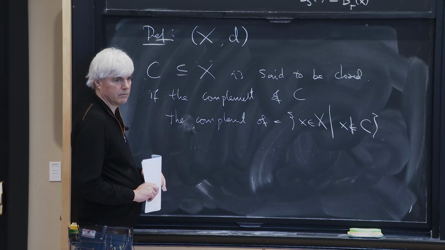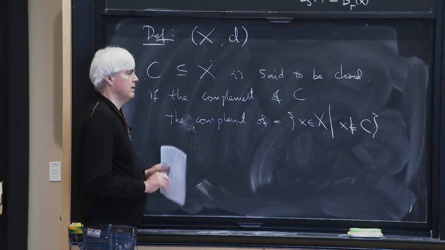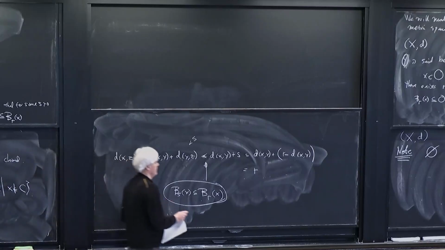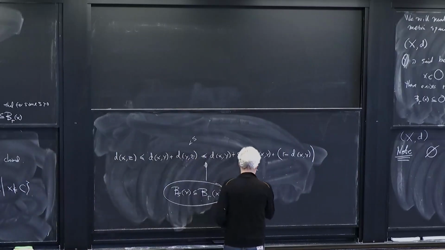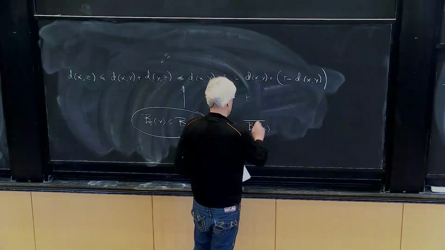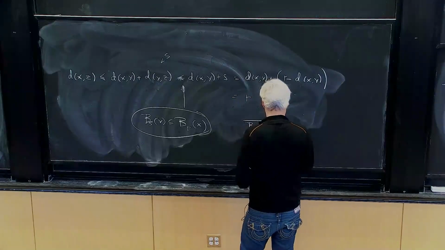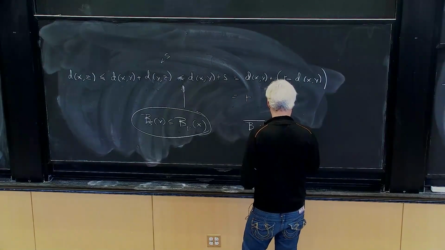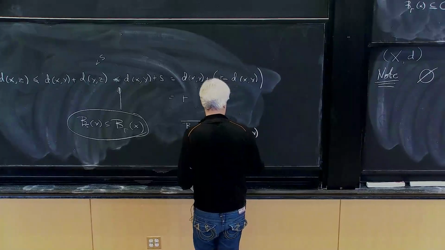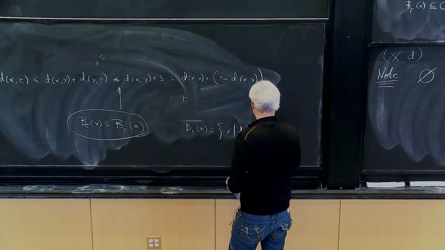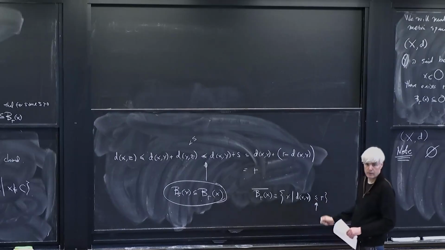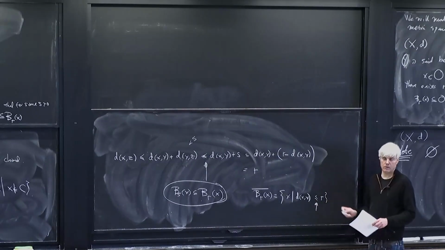And so now, once you have this definition, and I'll prove this next time, if you look at what I denote like this, the elements where the distance to x is less than or equal to r, so this is not strict anymore, this thing here is then a closed set.